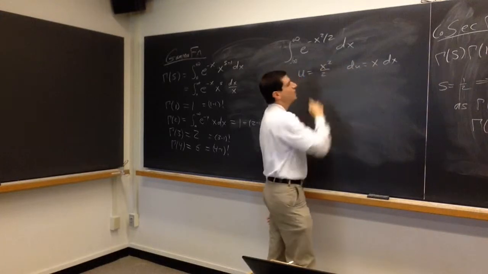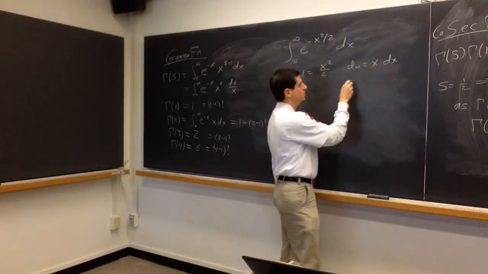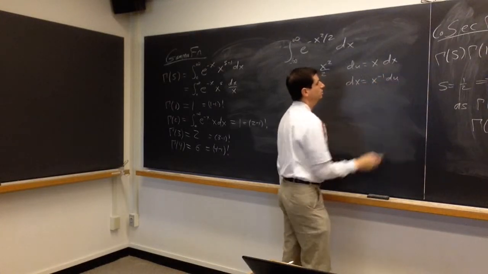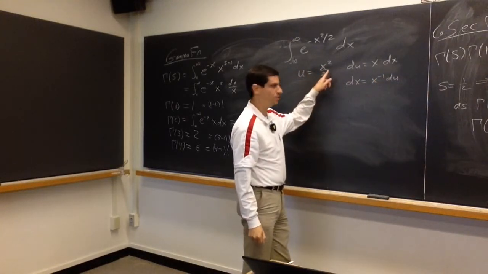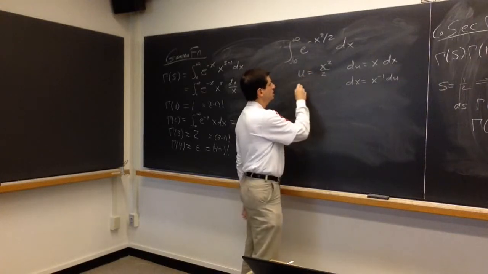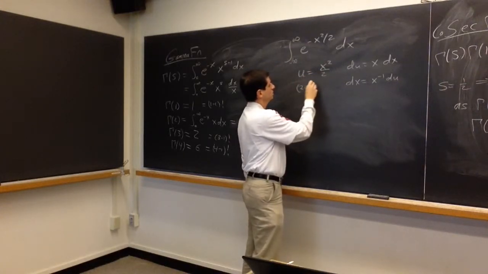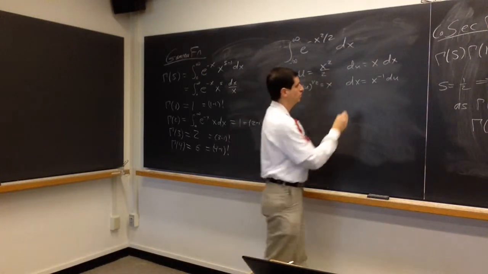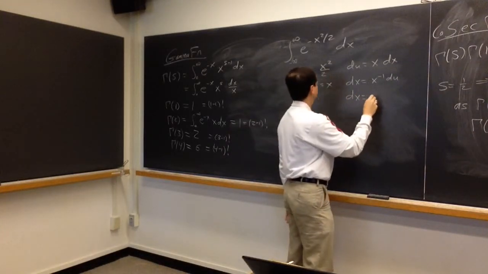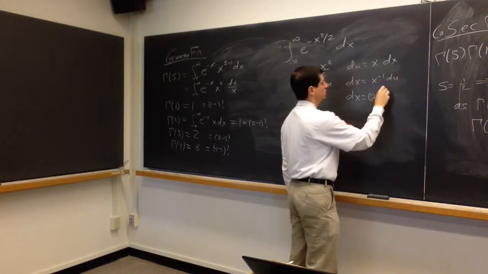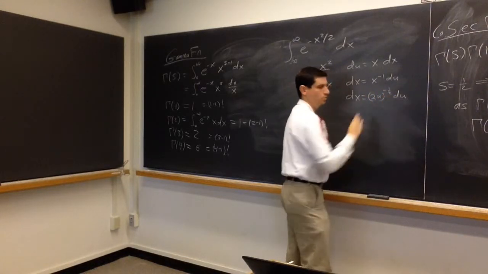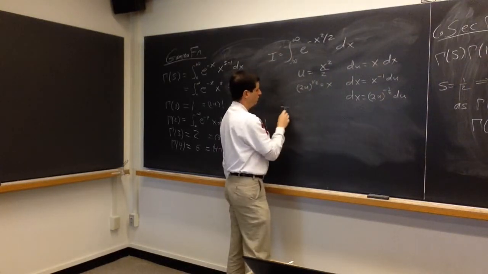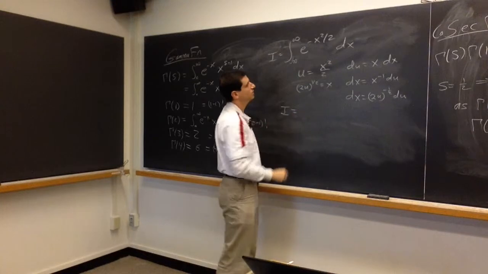Well, we unfortunately don't have an x dx, we just have a dx. So we get dx is x to the minus 1 du. Well, I can solve for x in terms of u. If u equals x squared over 2, then I get x equals (2u) to the 1/2. So we would get dx is equal to 2u to the minus 1/2 du. So if we call this integral I, we get I is the integral. Now we've got to be a little careful.